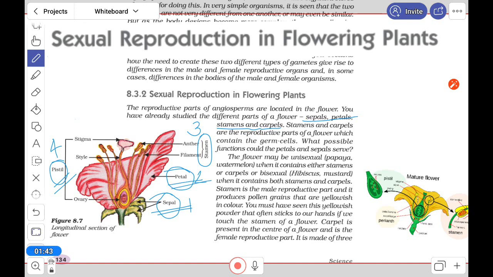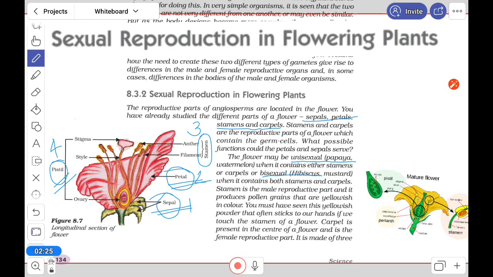Now the androecium, the stamen, is the male part, and the pistil is the female part. So it means that here it is a bisexual flower, which has both male and female parts. You have to know that a flower may be unisexual or bisexual. Both unisexual and bisexual flowers are present, but mostly the flowers of angiosperms are bisexual. It means that the male and female parts are present in one flower only. Unisexual, there are some examples, like papaya.